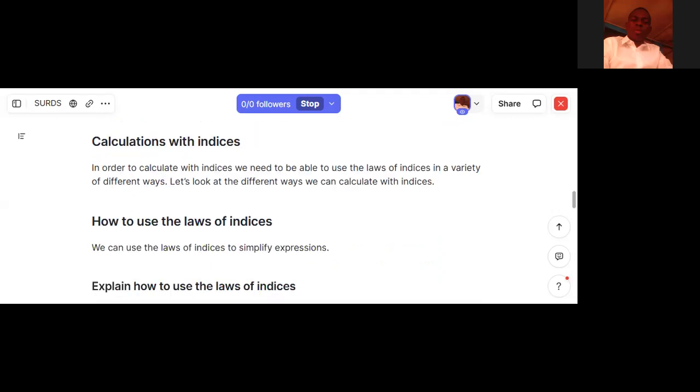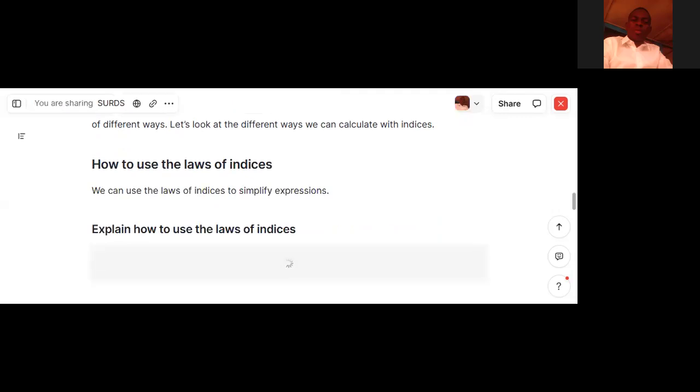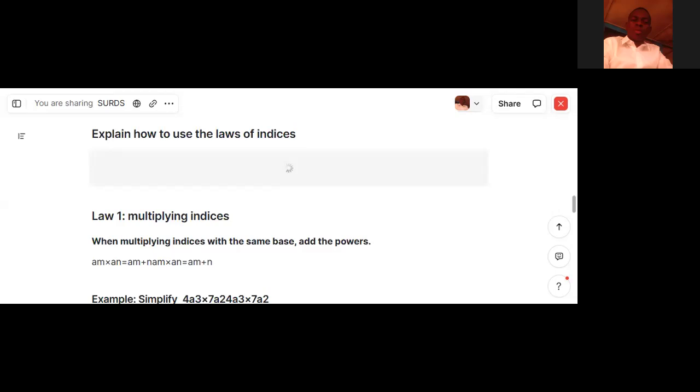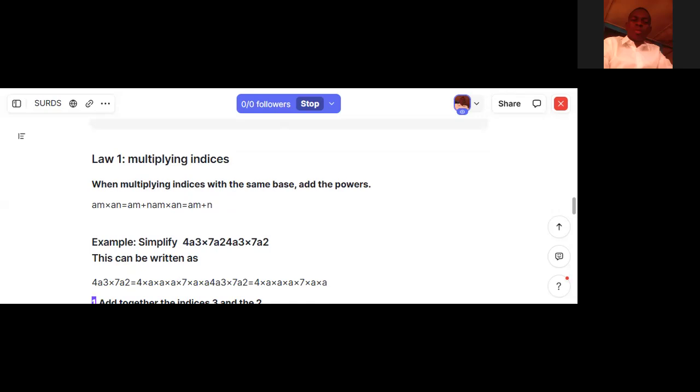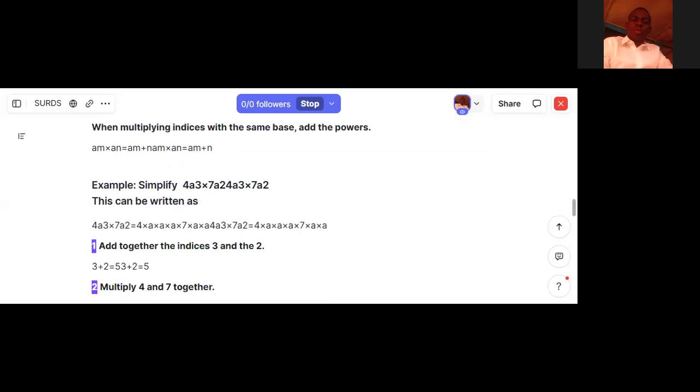Now we can do a lot of calculations with indices, but it depends on whether we are able to apply the rules accordingly. There are examples shown to you on the screen. For instance, simplify 4a raised to power 3 multiplied by 7a raised to power 2. We can simply expand this by writing 4 times a times a times a times 7 times a times a.